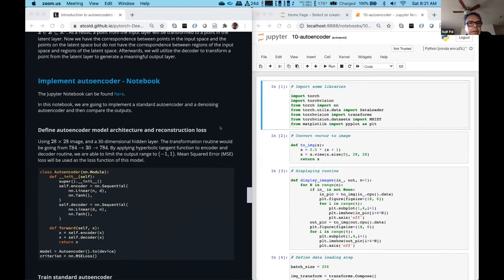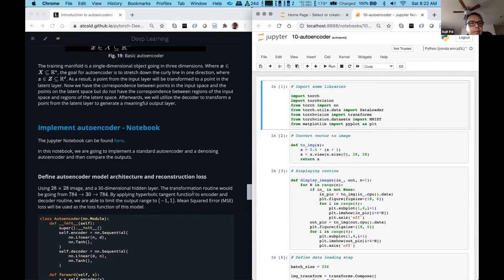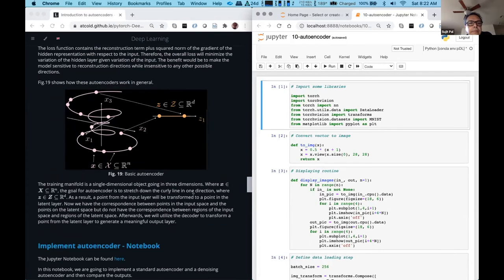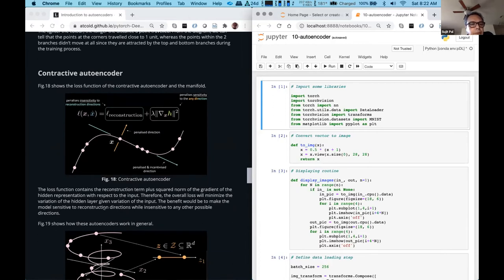Okay. So then we come to the notebook, and I'm going to just make this bigger. What is the H in that equation? Where? With the regularization term there. H, I think, is the hidden representation. Oh, right, okay. And this is the norm of the gradient. So yeah, it's just squared.